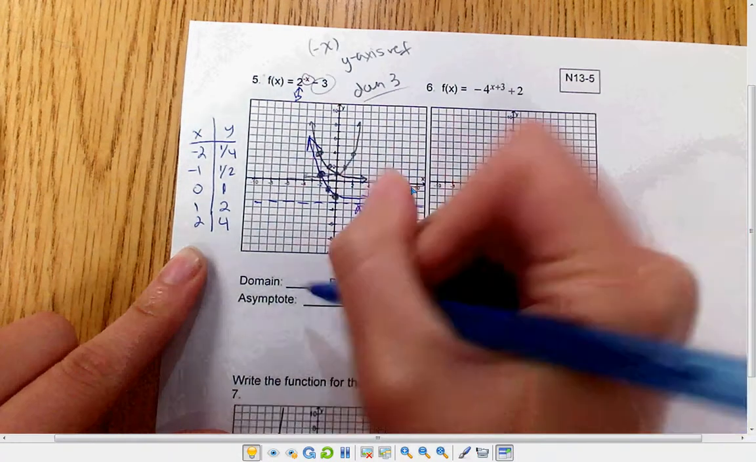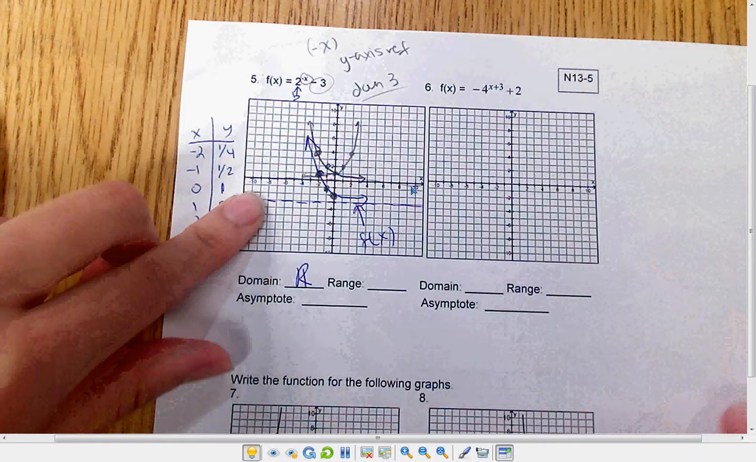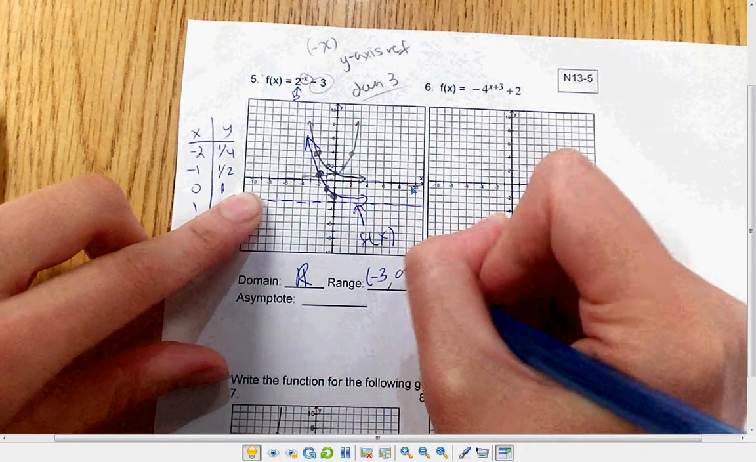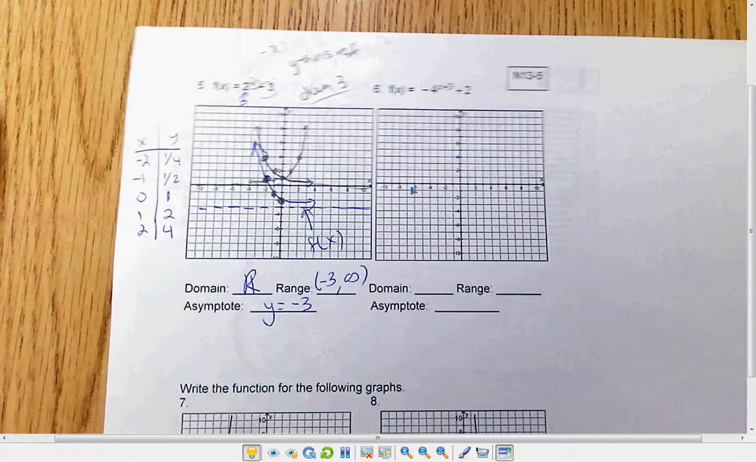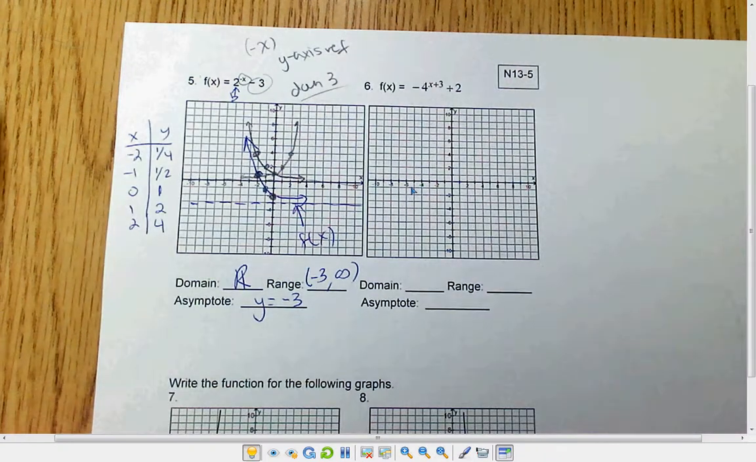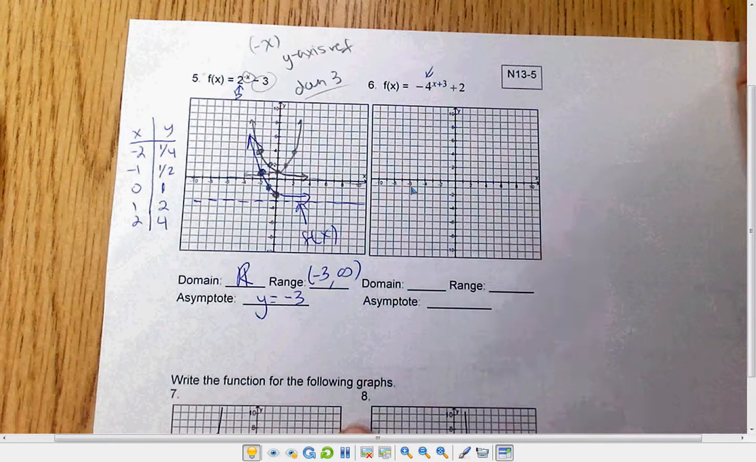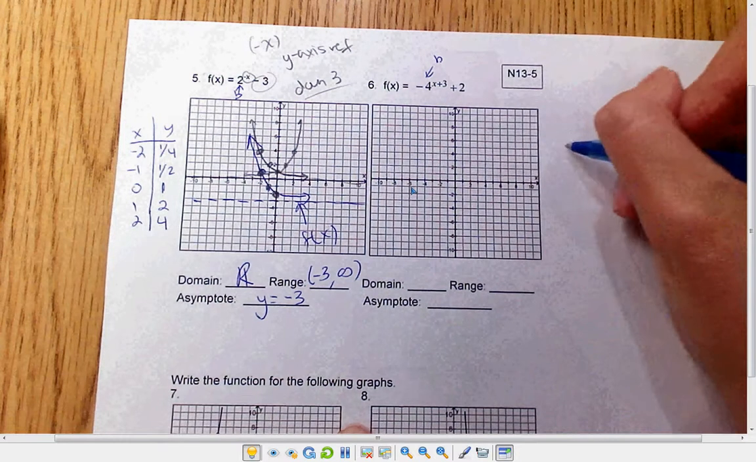Again, domain, all real numbers. My range starts at the asymptote, which is -3 to infinity. My asymptote is y equals -3. Let's do one more graphing. So my b value here is 4.